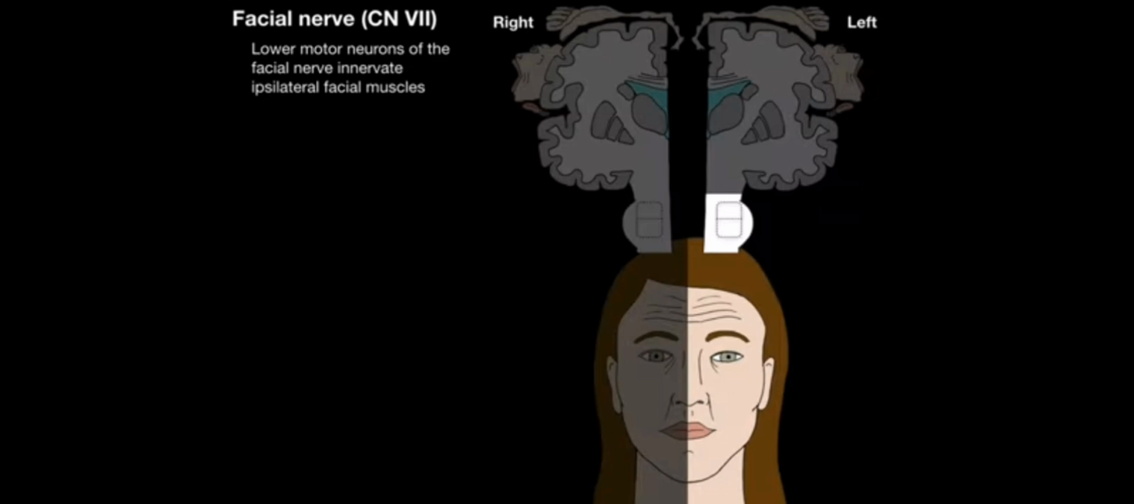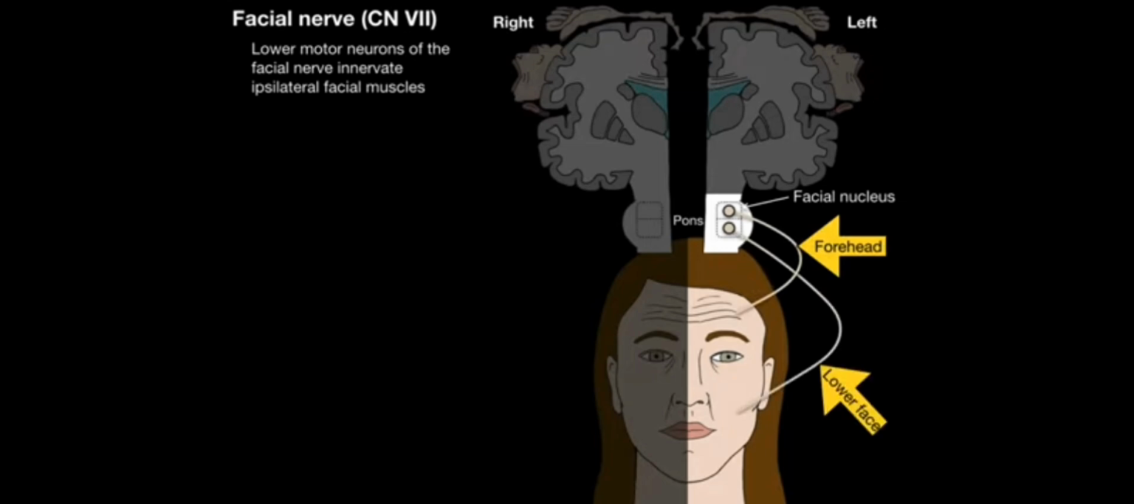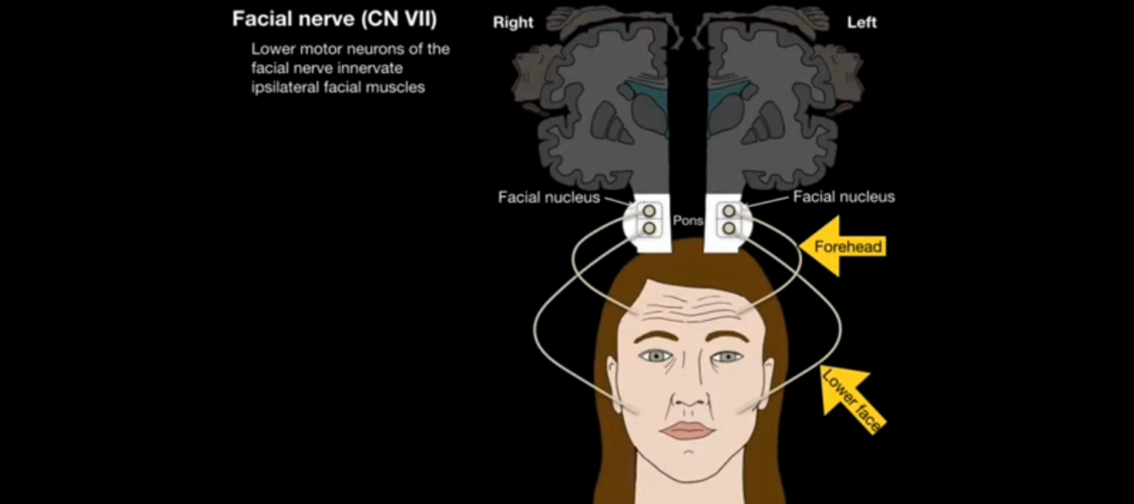So let's do this again in this picture. In this coronal section up top, we can see the pons, and the pons contains the facial nucleus. And the facial nucleus, as all nuclei, is a collection of cell bodies. Some of those cell bodies give rise to lower motor neurons that innervate the forehead muscles, and some give rise to axons that innervate muscles of the lower face, like this. And this occurs bilaterally. In other words, lower motor neurons of the facial nerve innervate ipsilateral facial muscles.